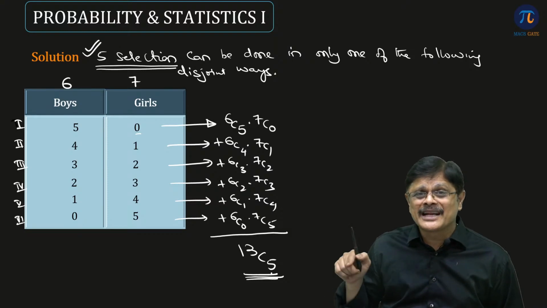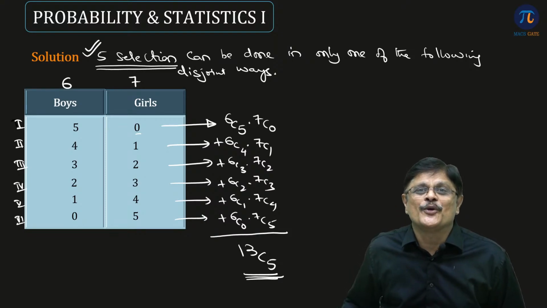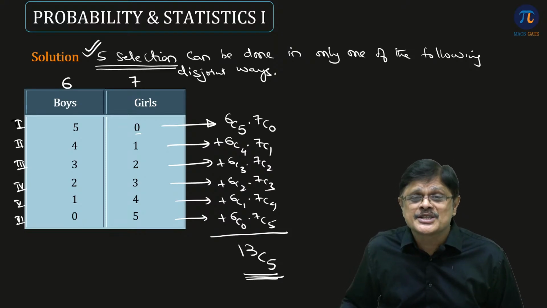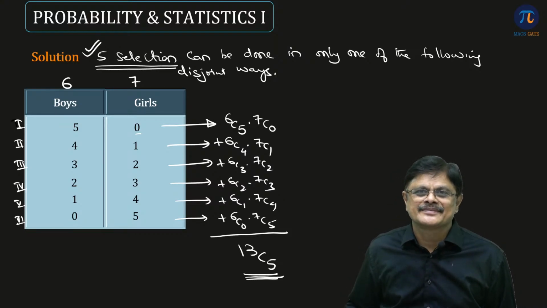So in this problem, that 13C5 can happen only in this way. Please note this point, Babu. All of you. Is the idea clear? Clear?